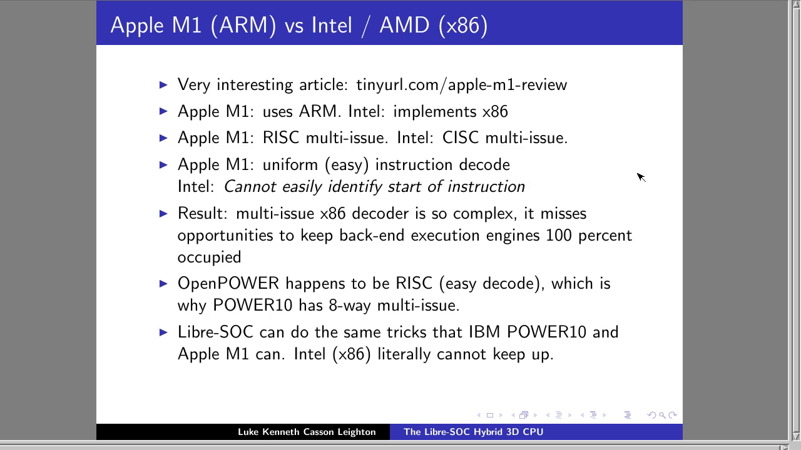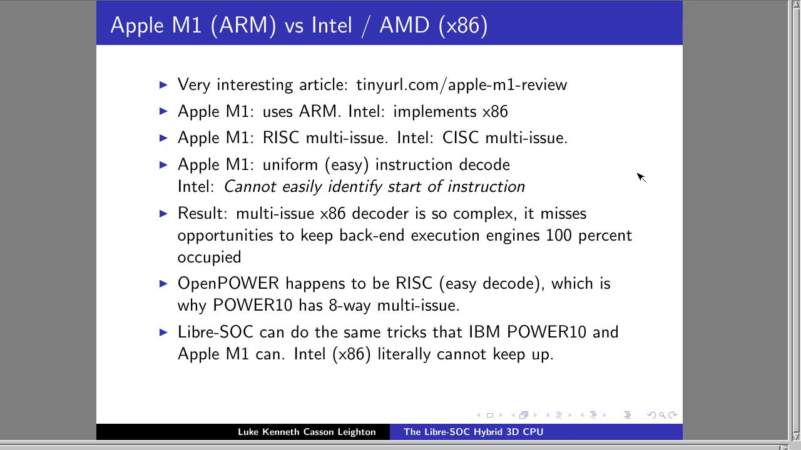Now, there was a very interesting article on medium.com about the Apple M1 when it came out. The M1, it turns out, does multi-issue out of order execution. I mean, it's enormous. It's as big as the Power 10 in its a thing. But here's the thing: Apple uses the ARM instruction, and Intel implements x86. So Apple's does RISC multi-issue, Intel does CISC multi-issue.